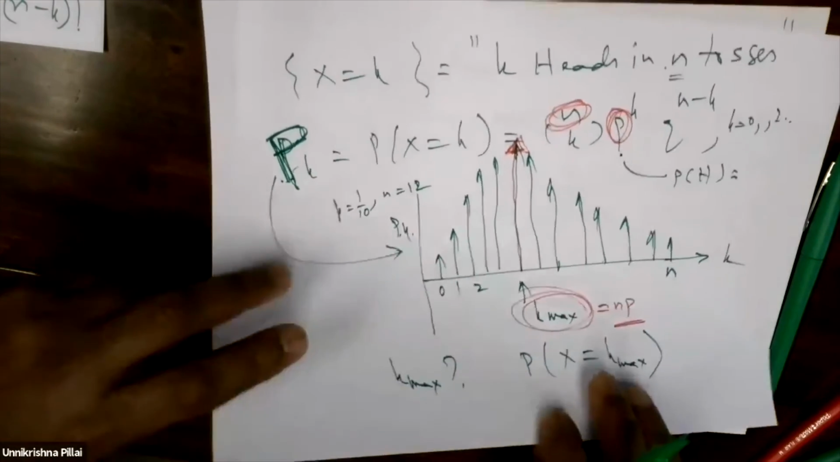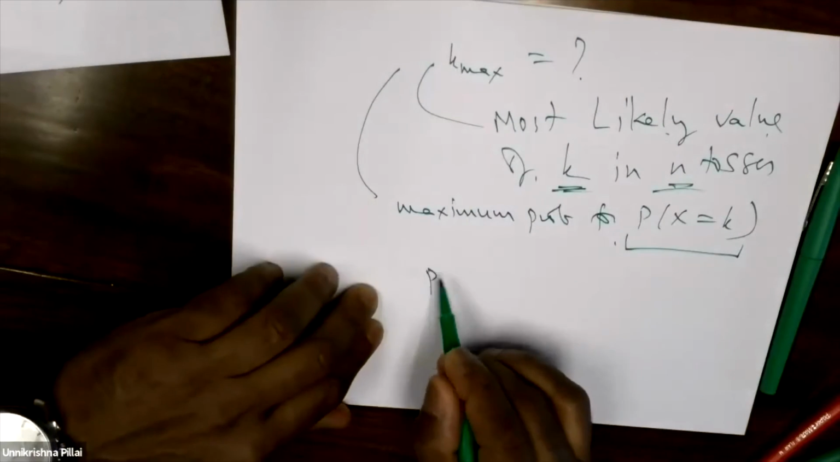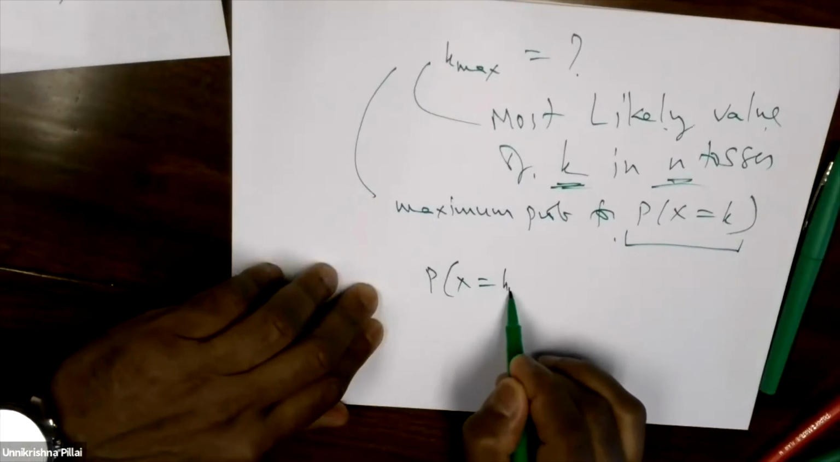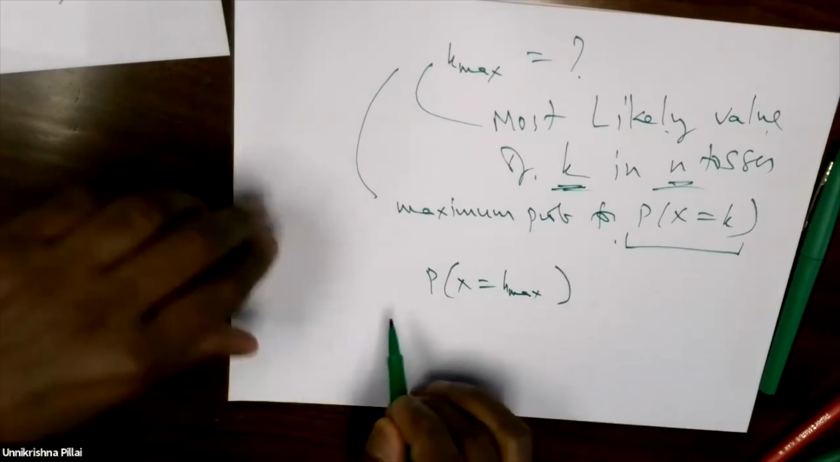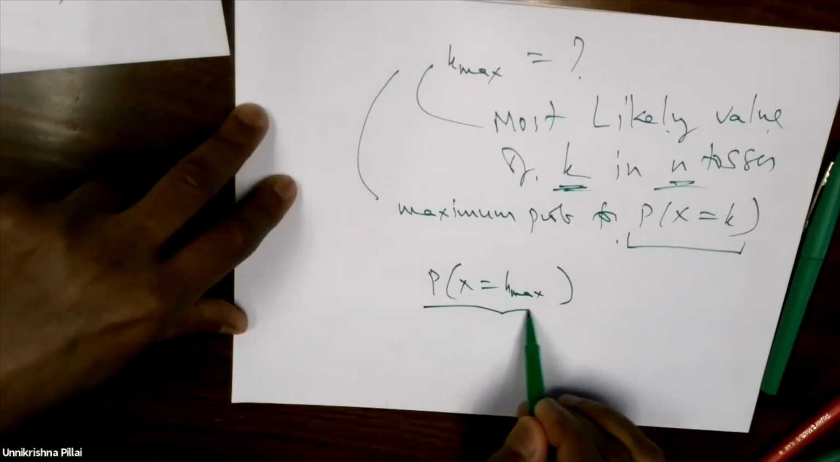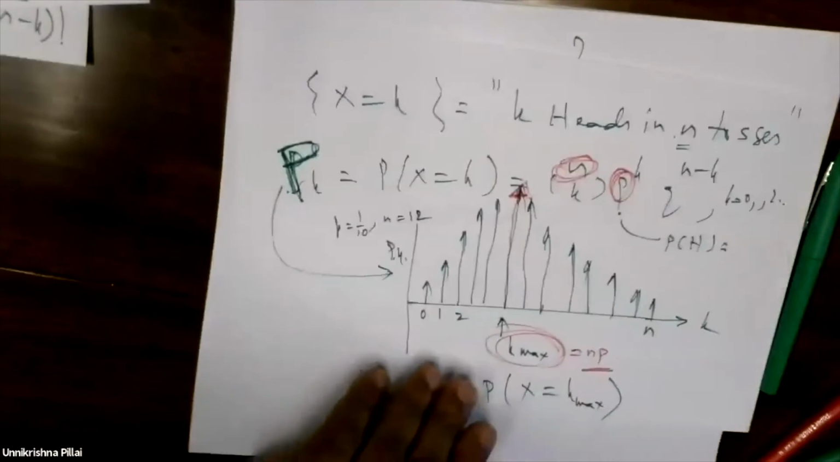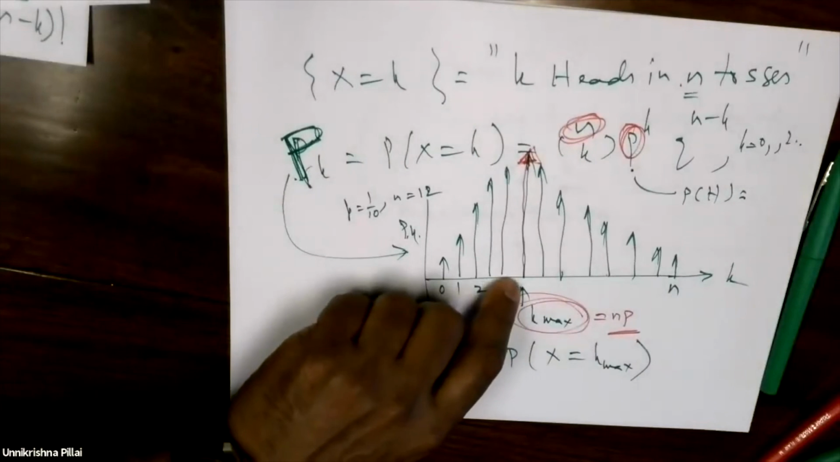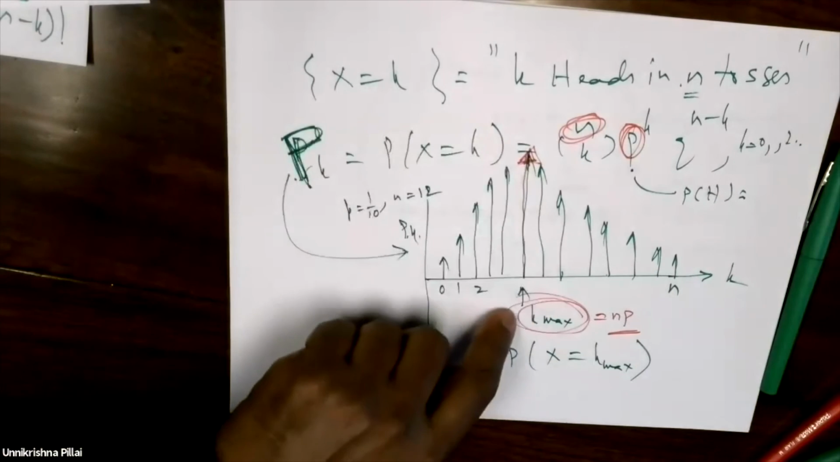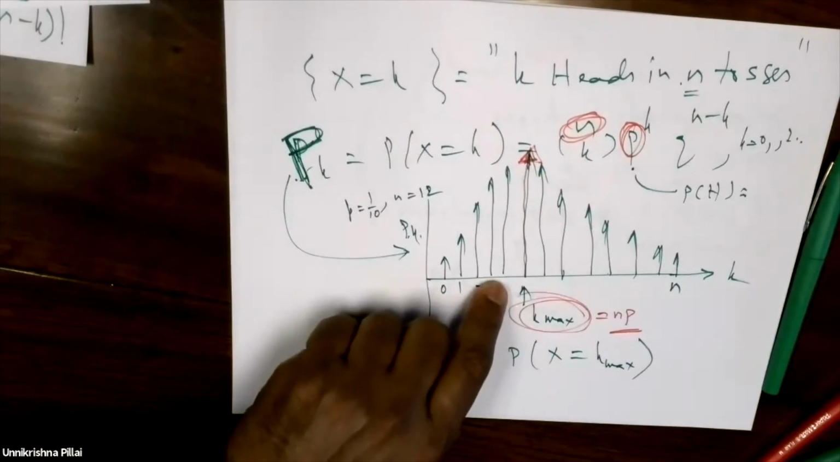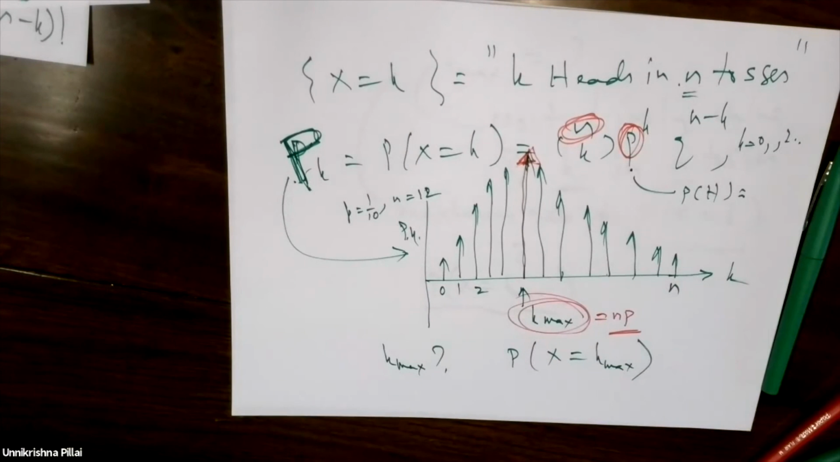So look at the graph. The question is, how do you find this? How do you, from the graph, what is the property? Look at the Kmax. And if you change Kmax to Kmax minus 1 or Kmax plus 1, what happens to the probability? Anybody? Look at the graph. It decreases. Reduces.